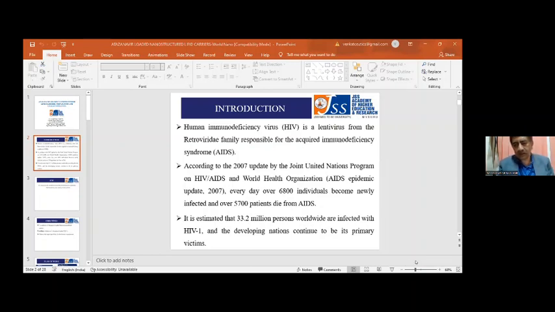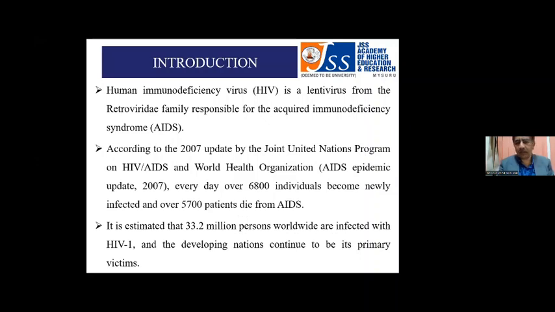According to the 2007 update released by the Joint United Nations Program on HIV and AIDS, in coordination with the WHO, published in the AIDS Epidemic Update 2007, closely 6,800 individuals become newly infected, and over 5,700 patients die every year due to this acquired immune deficiency syndrome. Therefore, it is estimated that 33.3 billion persons worldwide are infected with HIV-1, and the developing nations continue to be the primary victims.